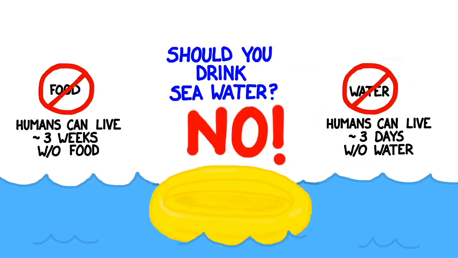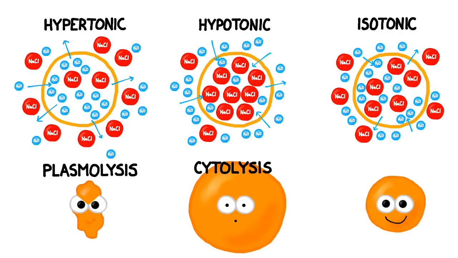In summary, drinking seawater is a lousy idea even in extreme circumstances. You're better off drinking your own pee. So there we have it, hypertonic, hypotonic, and isotonic solutions, as well as a couple of practical examples.